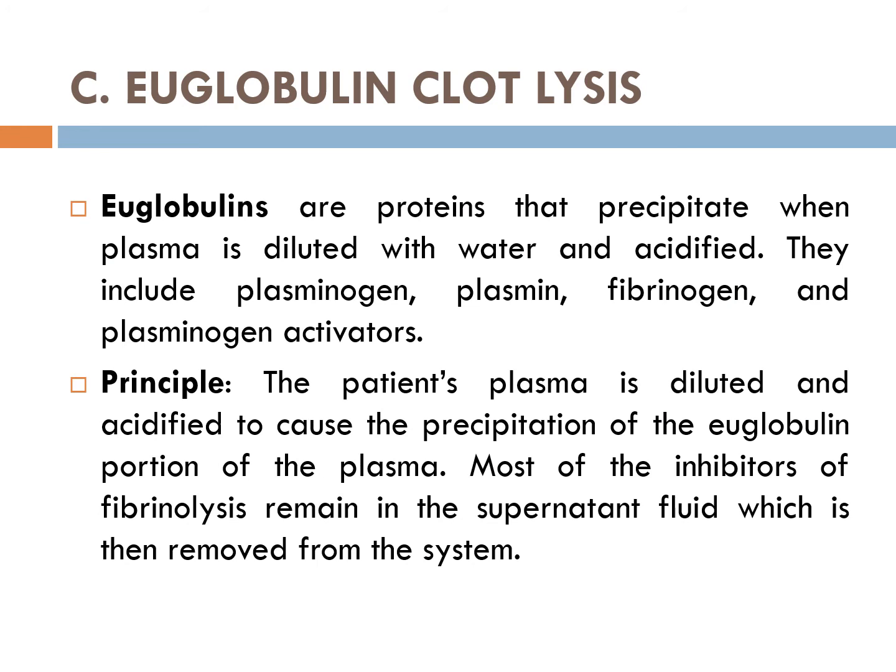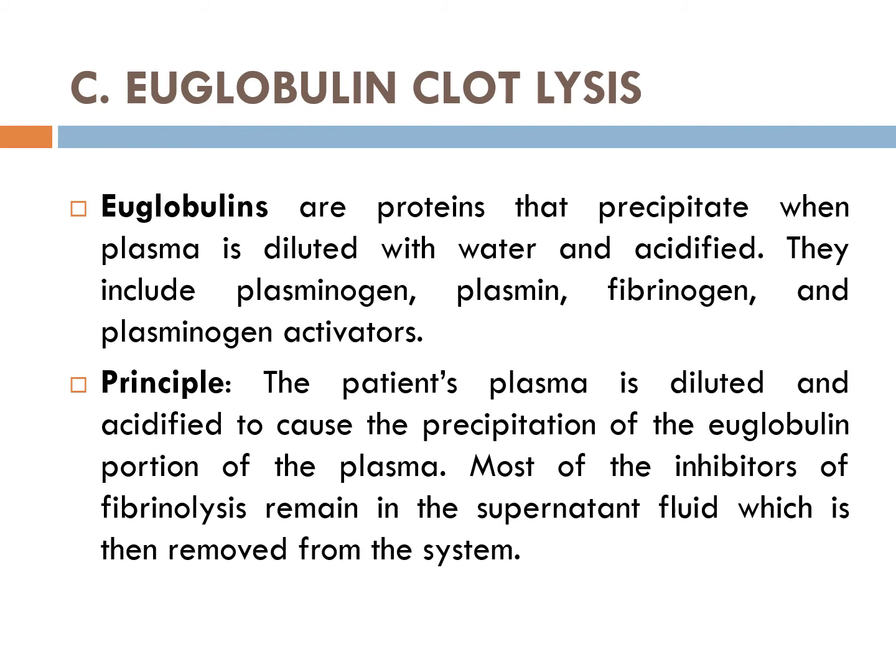Next, we have the euglobulin clot lysis test. Euglobulins are proteins that precipitate when plasma is diluted with water and acidified. And these euglobulins contain the plasminogen, plasmin, fibrinogen, and plasminogen activator.